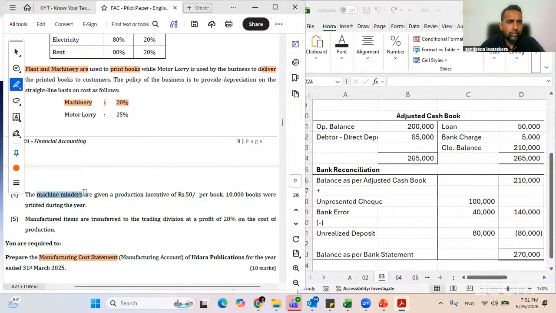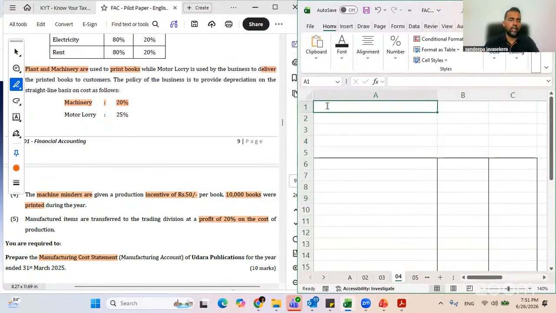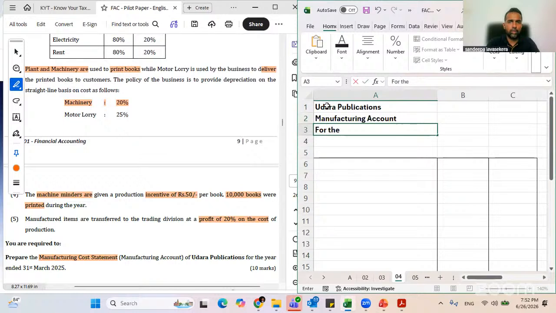A machine minder is given a production incentive of 50 per book. 10,000 books were printed. Manufactured items are transferred to trading provision at a profit of 20% on cost. Let me draft the statements. This is Udara Publications, manufacturing account for the year ended 31st March 2025. Rupees.